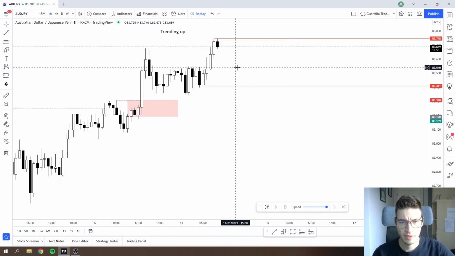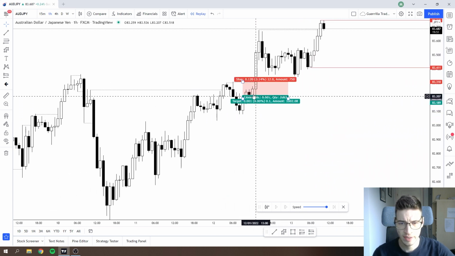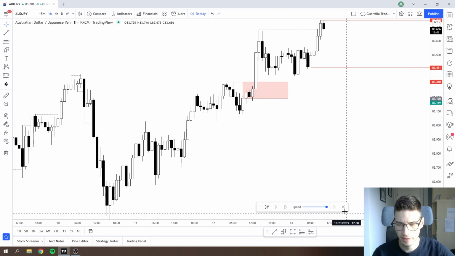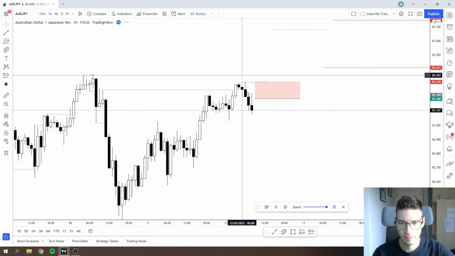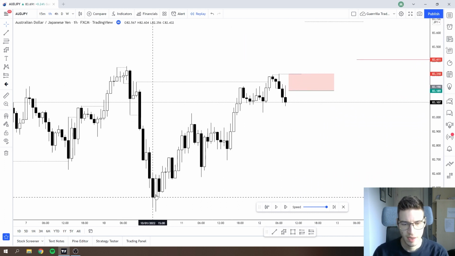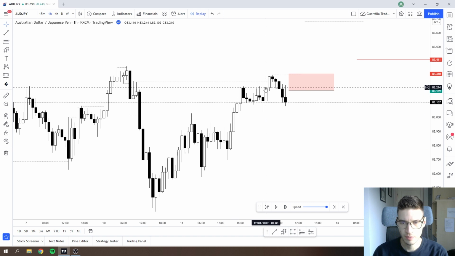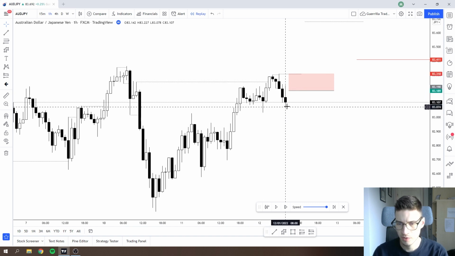So then the Aussie and the Japanese yen. As I was saying yesterday, I did place a short order right here. So at this point, let me take it back. At this point, what I was seeing was a large impulse, an ascending structure that broke the high, retraced, and then I saw some momentum to the downside.